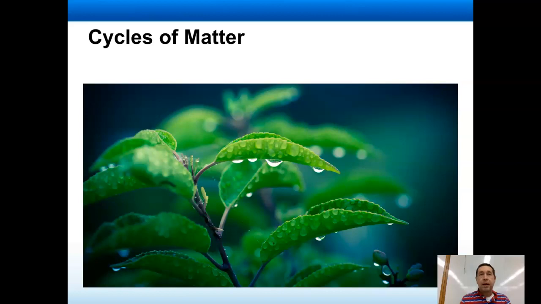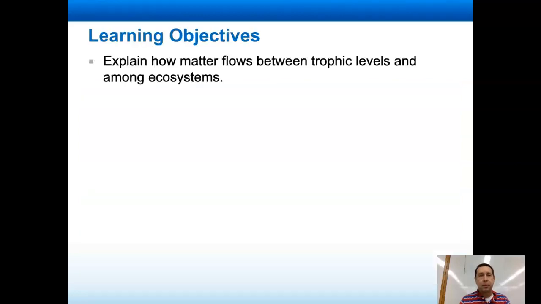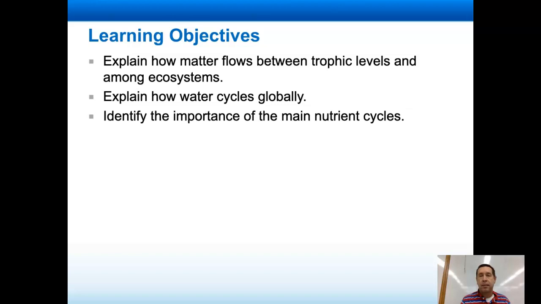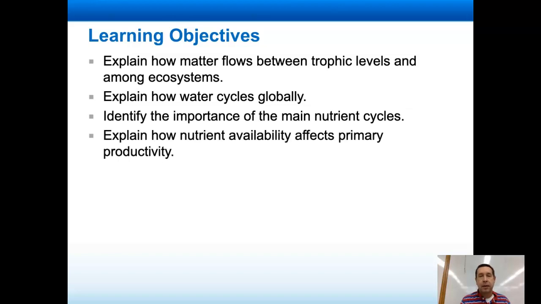This video is on biogeochemical cycles. We're going to learn how matter flows between trophic levels and among ecosystems. Remember, energy flows through, but matter gets recycled. We're going to talk about the water cycle, the main nutrient cycles, and limiting nutrients.